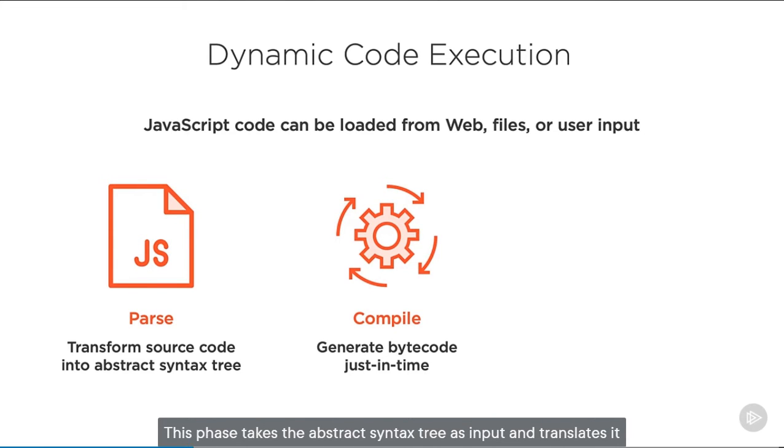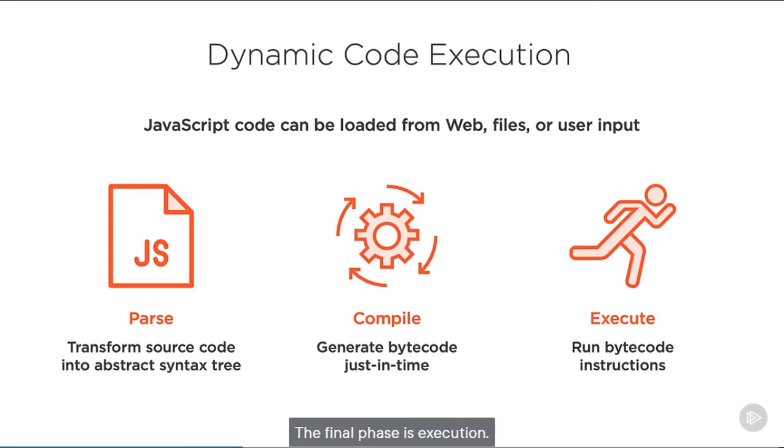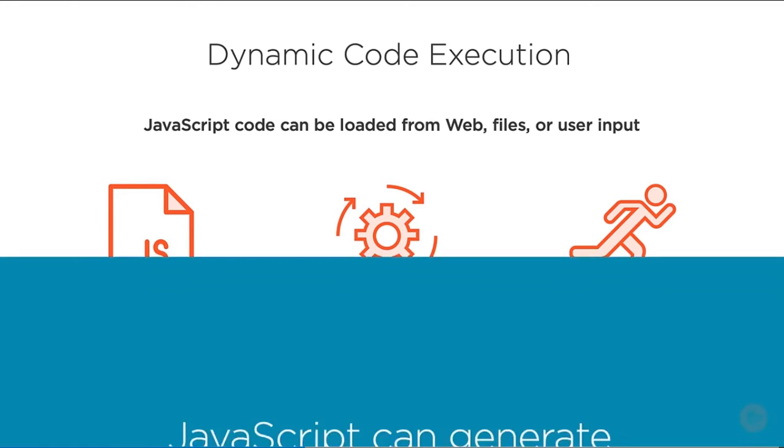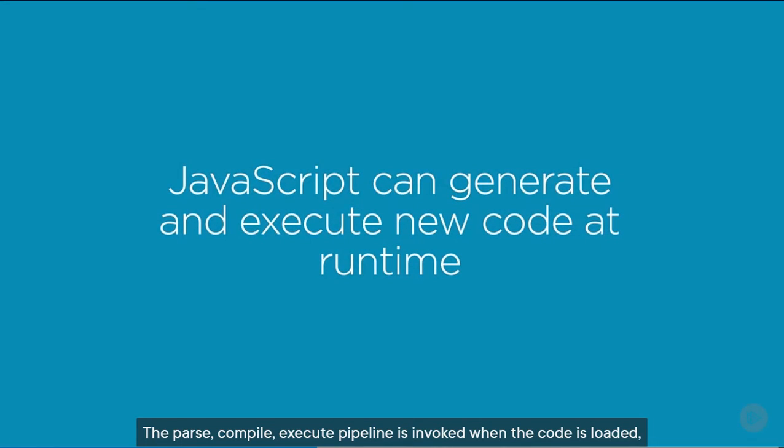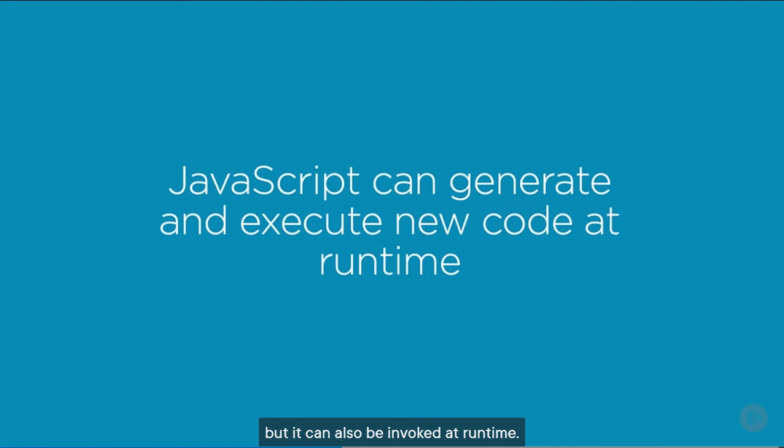The next phase is compilation. This phase takes the abstract syntax tree as input and translates it to an intermediate representation called bytecode. The final phase is execution. This is where the intermediate representation is processed by the JavaScript engine and the bytecode instructions are executed by the processor. The parse, compile, execute pipeline is invoked when the code is loaded, but it can also be invoked at runtime. This gives JavaScript code an ability to create new code on the fly.